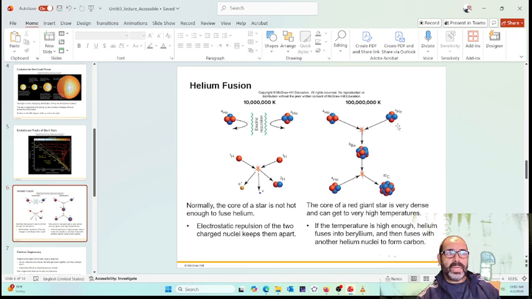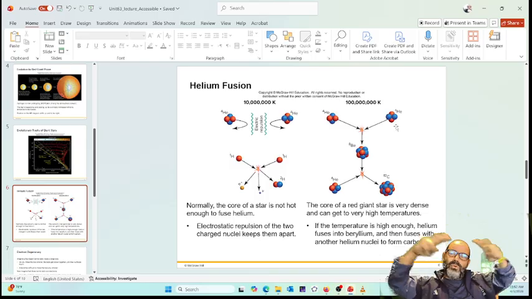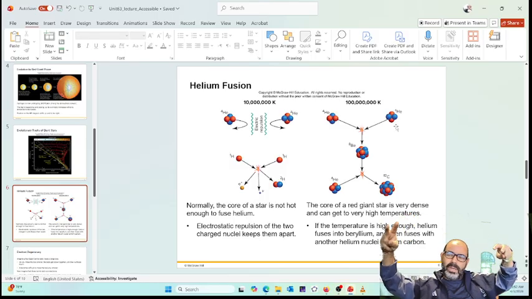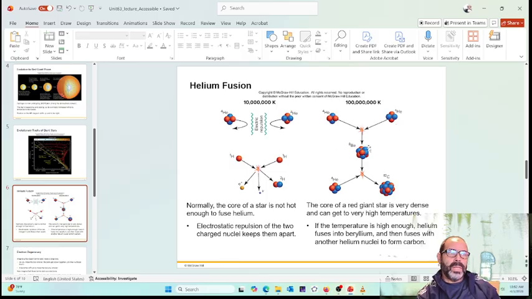Then in this case, the speeds are high enough so that two protons from each helium nucleus can come together and form beryllium. That's not the final stage, though. Remember, beryllium has 4 protons and 4 neutrons. Neutrons are neutral, so we don't talk about them. We talk only about the positive charges in this case: 4 protons and 2 protons.